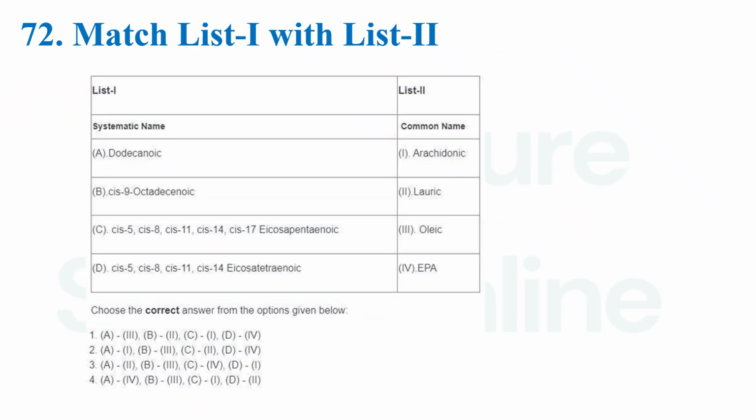Question 72. We have to match the systematic name with its common name. First one, dodecanoic acid. So it is lauric acid, carbon 12. Cis-9 octadecanoic acid, so it is oleic acid. It's carbon 18, one double bond. Eicosapentaenoic acid, so it's a long chain. That means it's PUFA.